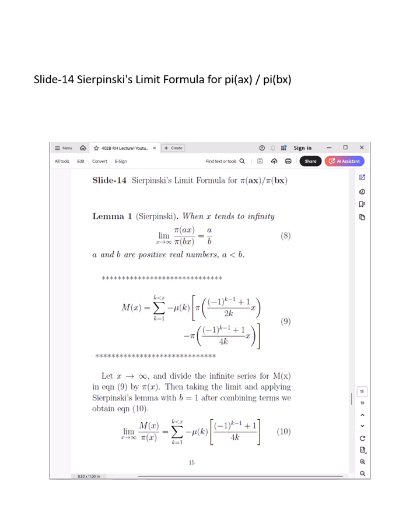Here is Sierpinski's relation I refer to as lemma 1. When x tends to infinity, the limit of pi of ax divided by pi of bx equals a divided by b, where a and b are positive real numbers. A is less than b.